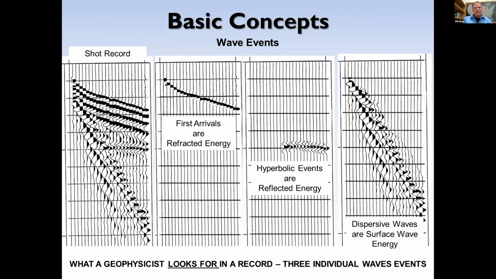But the goal being that we can extract some of that information now by breaking this down and saying our full waveform set of data on the left is a shot record. The first arrivals are the refracted energy. The hyperbolic events are the reflected energy, which unfortunately I won't have time to cover today. And then the dispersive waves are on the right. That's the surface wave energy. But they're all in that shot record.